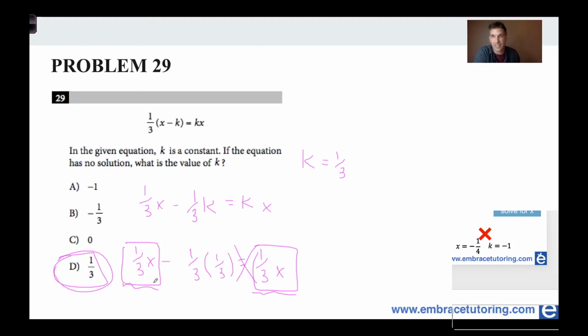That's essentially what I'm trying to tell you: if you get stuck, where the equation has no solution, and you're asked for the value of k, what you're really attempting to do is use the other values to see if you can find solutions. And if you can't, then you obviously know what your best answer choice is going to be.